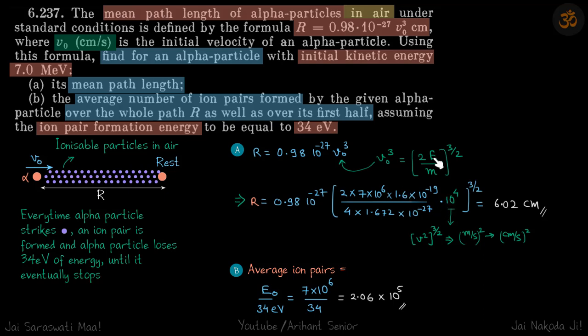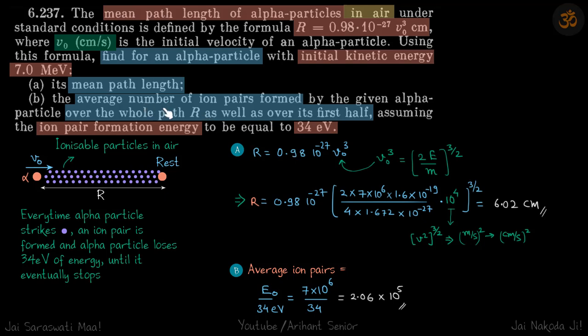Inside the energy we will have a term of V squared. V squared will be in meters, so when we convert that into centimeter, it will be 10 power 4. That's what I have indicated here. Inside the bracket, we have the term of V squared, where V is in meter per second. To convert it into centimeter per second, we need to multiply it by 10 power 4. So we do that and we get our answer 6.02 centimeters.